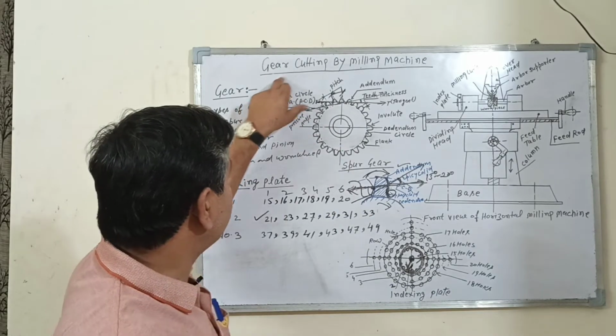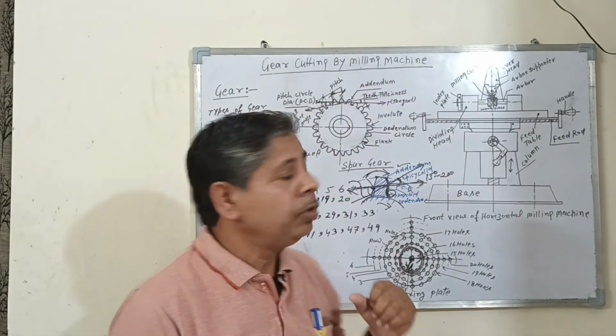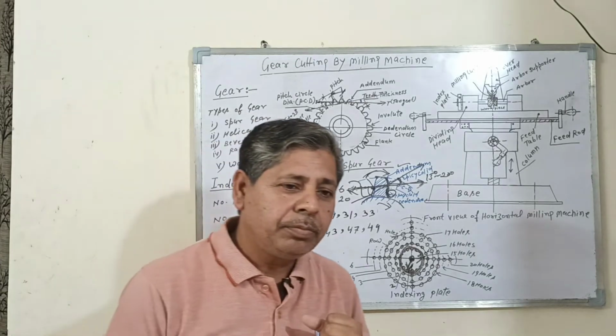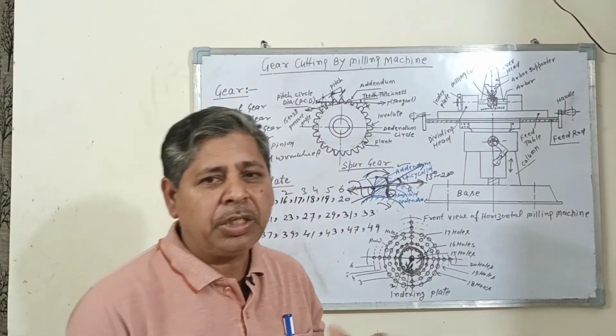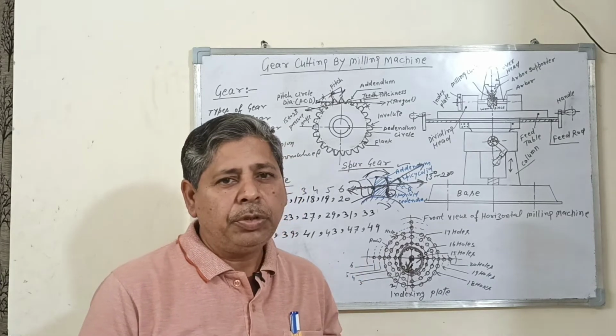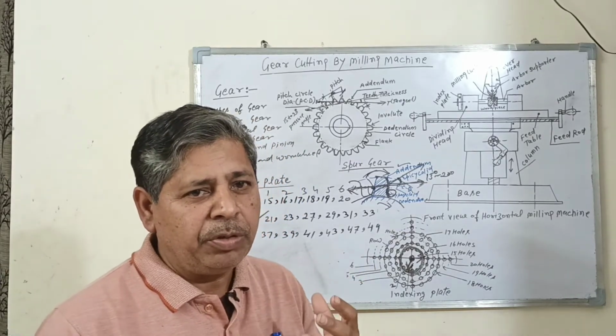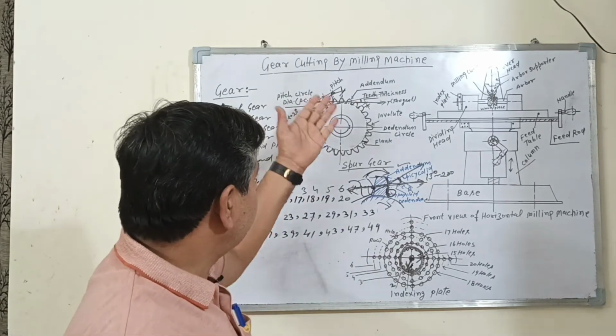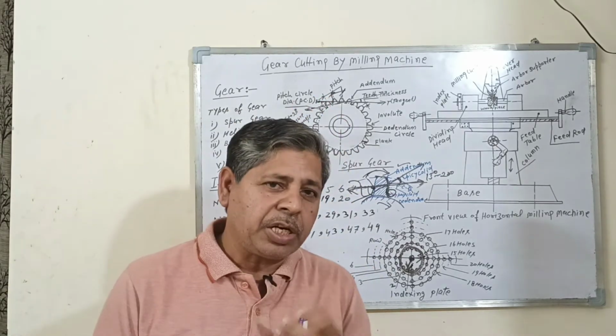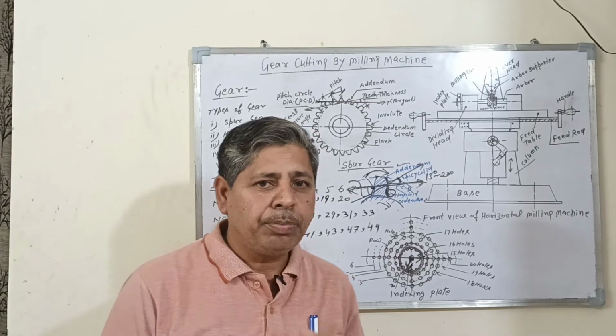Today my topic is gear cutting by milling machine. So what is the gear? The gear is a moving machine part. It contains straight or helical teeth, which is used to transmit the power from one shaft to another shaft. The gear is made of cast iron, steel and plastic.